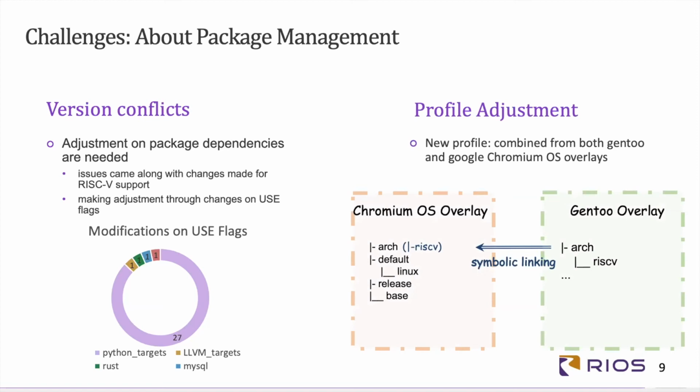Since we have a very clean profile, which does not work at the very beginning, we need to add RISC-V support and add a Chrome OS style. Our new profile is combined from both Gen 2 and Google's Chrome OS overlay. As we can show here, the architecture part of our profile comes from Gen 2.